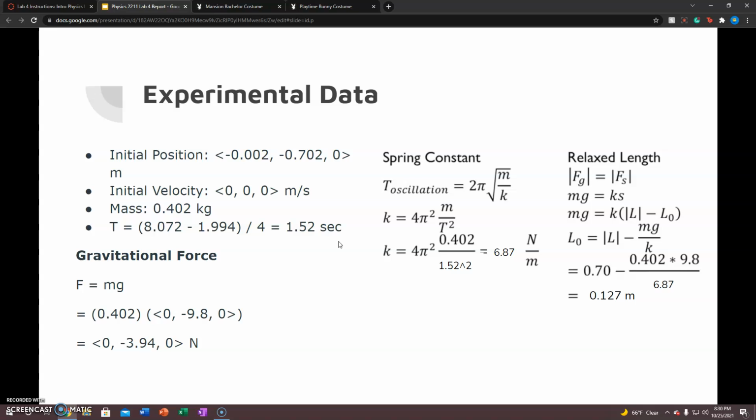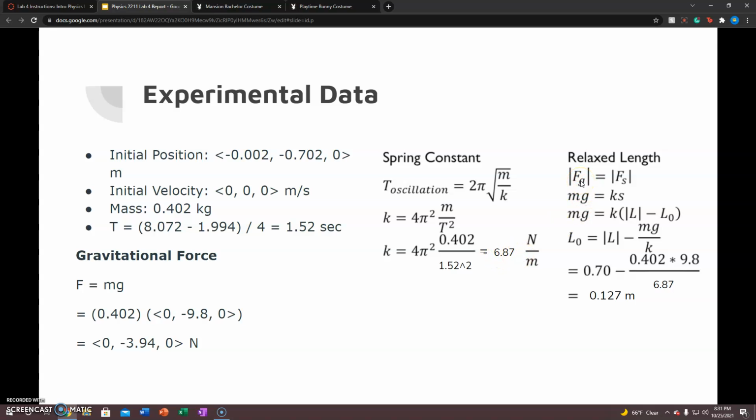And the gravitational force in this case, which is F equals mg, was 0.402 kilograms times g. Gravity is only in the y direction, the acceleration only in the y direction, so in vector form it's this. And then to find the spring constant, we use the formula that the period of oscillation equals 2 pi square root m over k, and since we know everything but k, we can plug in our numbers and we get that the spring constant is 6.87.